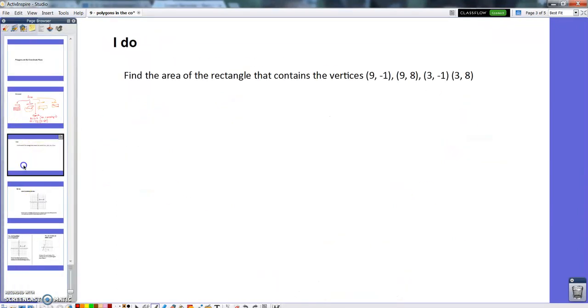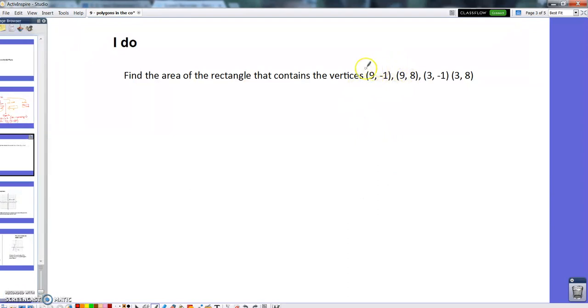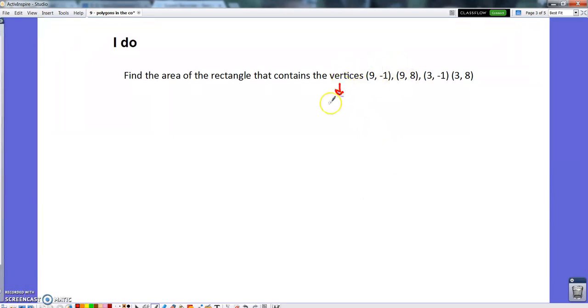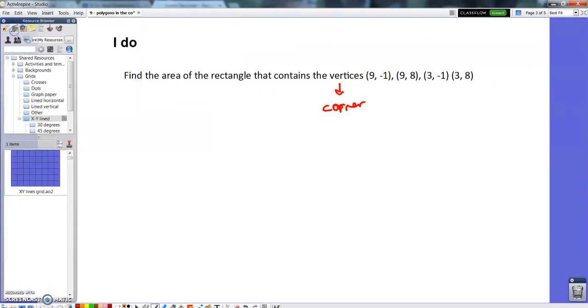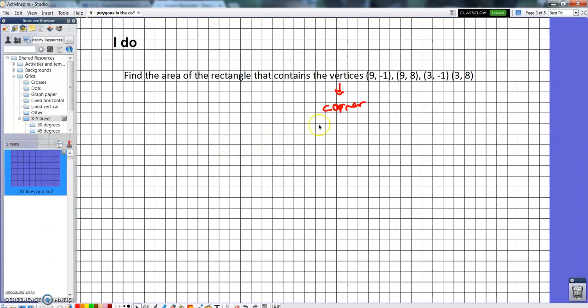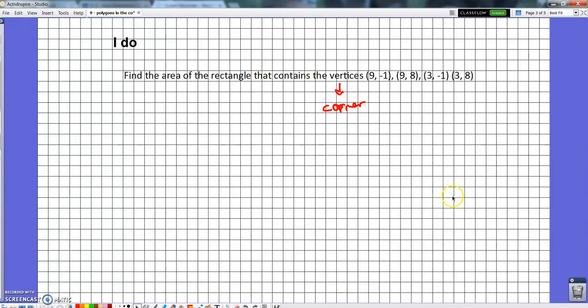Okay, so let's look at an example like this one. This says, find the area of a rectangle that contains these 4 vertices. In geometry, a vertex is like a corner. So let me make a grid here. And let's see, 9, -1, 9, 8.